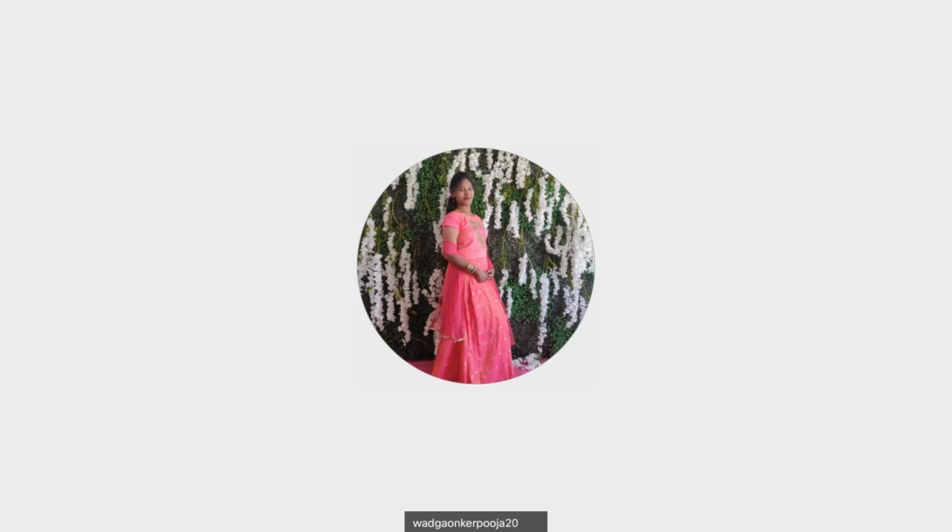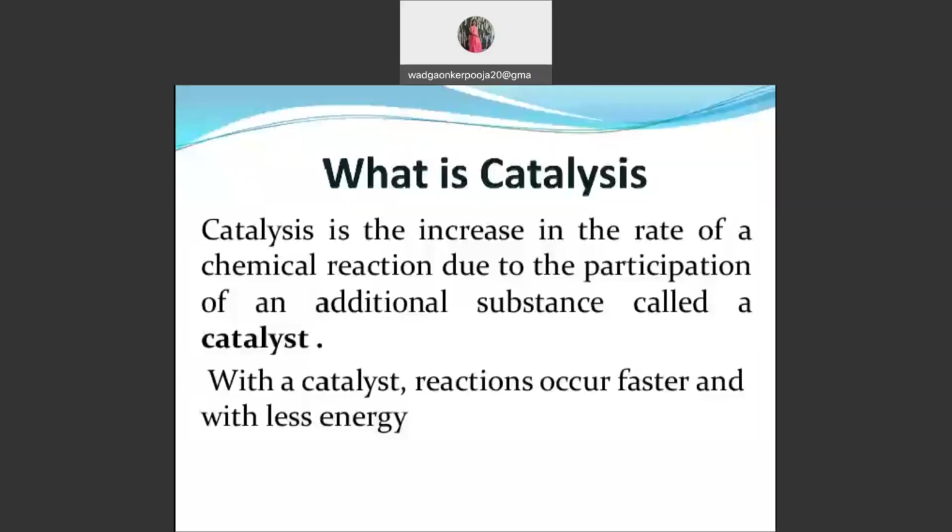So, what is meant by catalysis? As I told you just now, catalysis is the substance and the process through which you can change the rate of reaction, increasing or decreasing it, and that process is known as catalysis. Now see, in the present slide you can easily look towards.